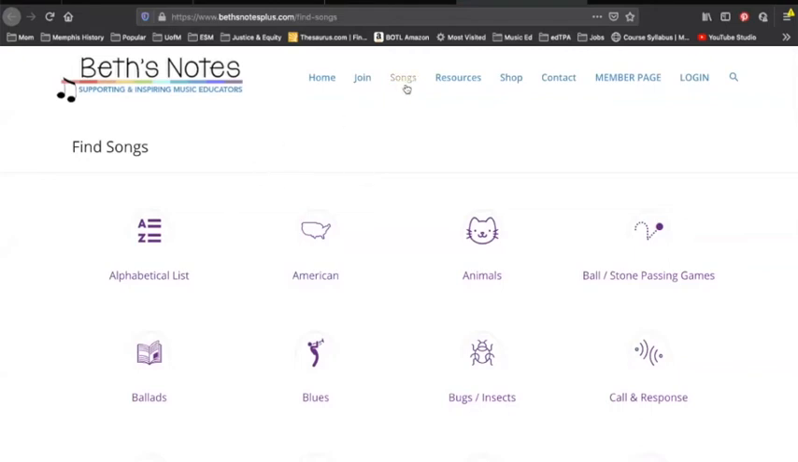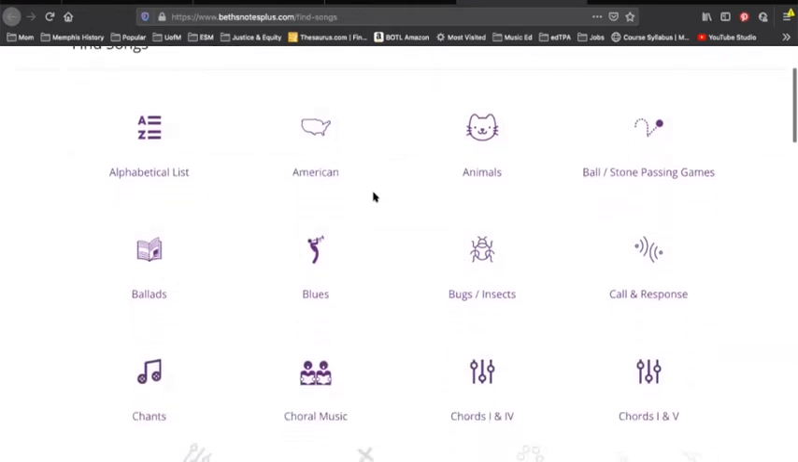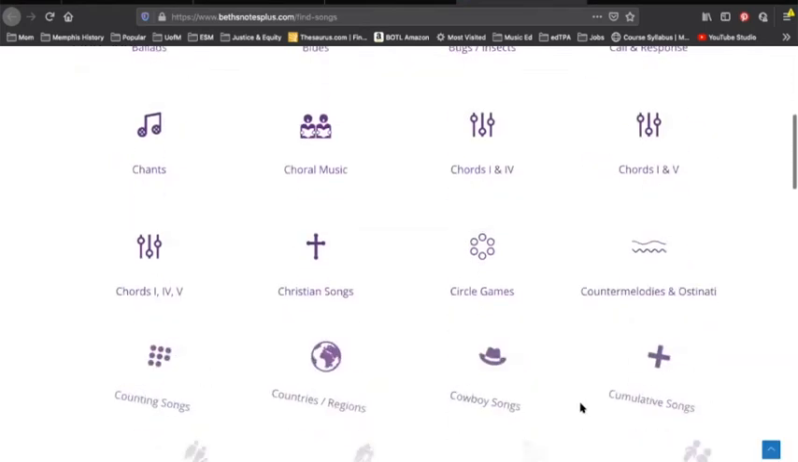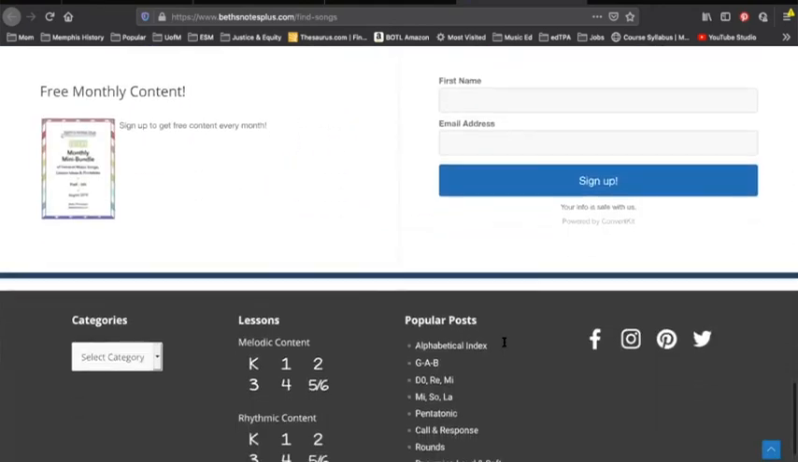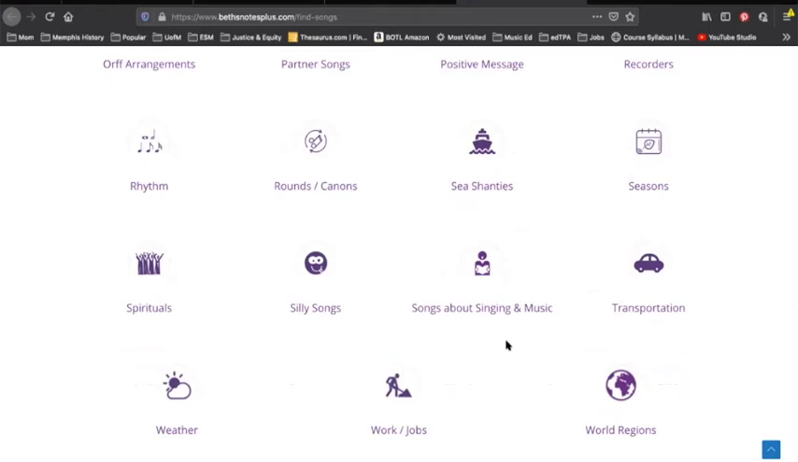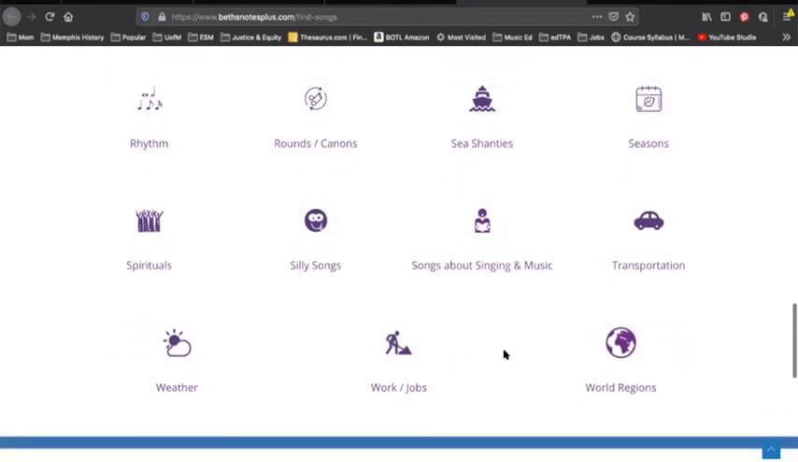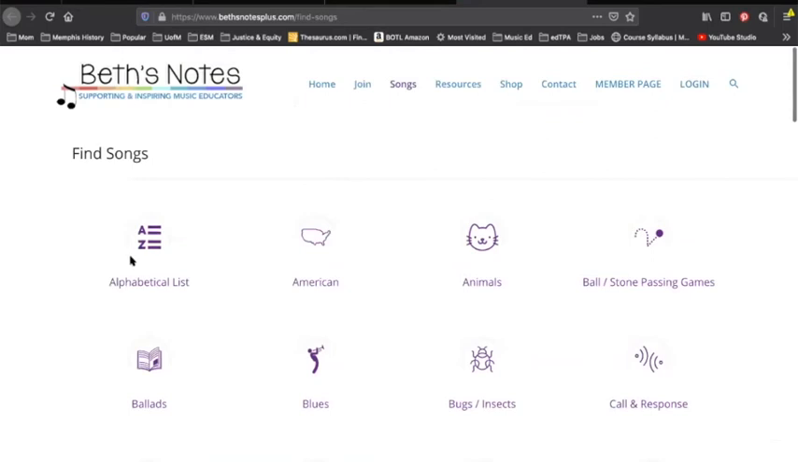So you can go to Beth's Notes, go to songs, and she has them categorized: alphabetical list, American folk songs, animal songs, ball and stone passing songs, ballads, blues, bugs, call and response, chants, choral music, songs that are one-fourth, songs that are one-fifth. I mean, it's an amazing resource. It goes on and on. Well, okay, there's where it ends. Songs about the weather.